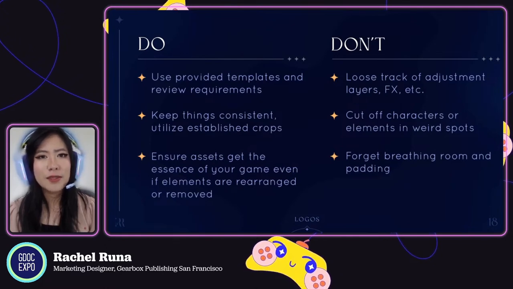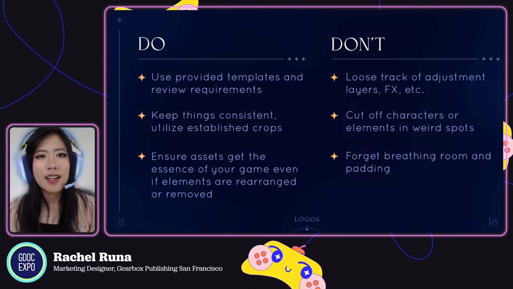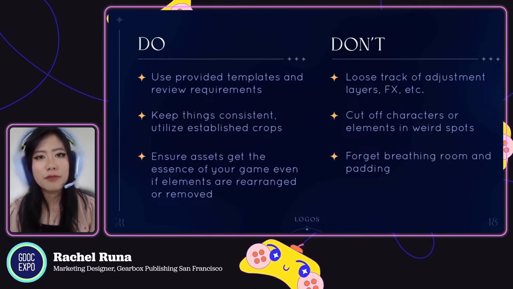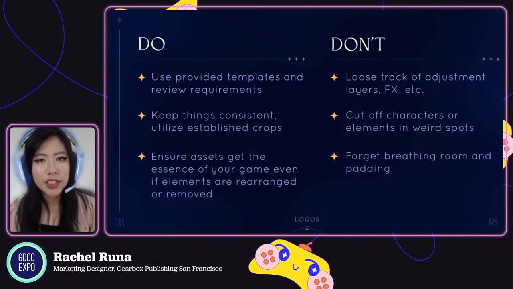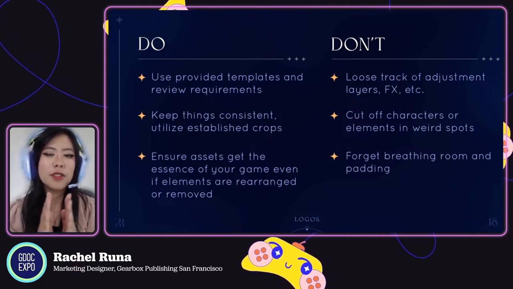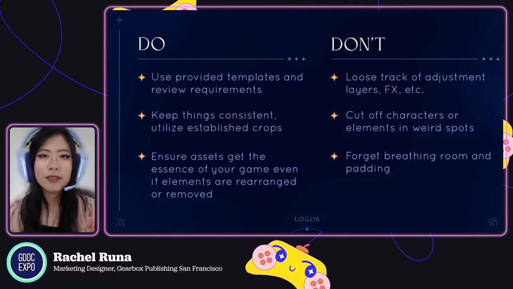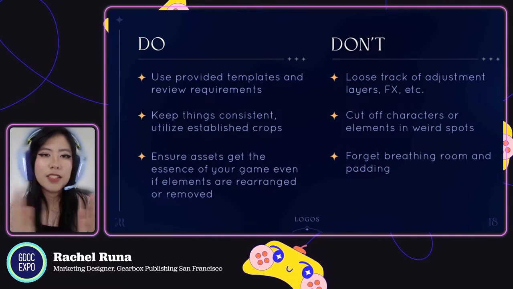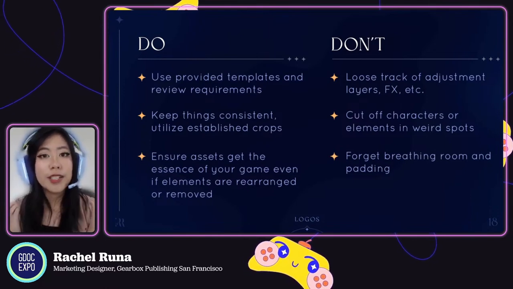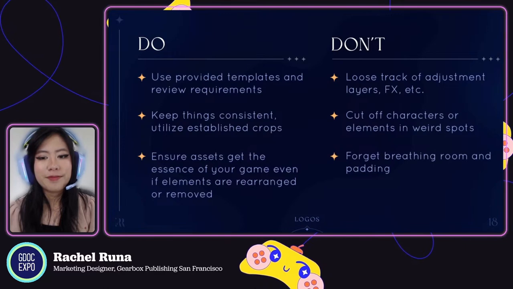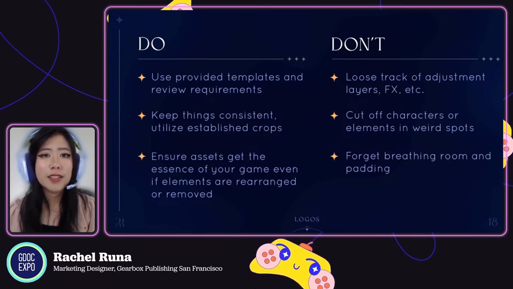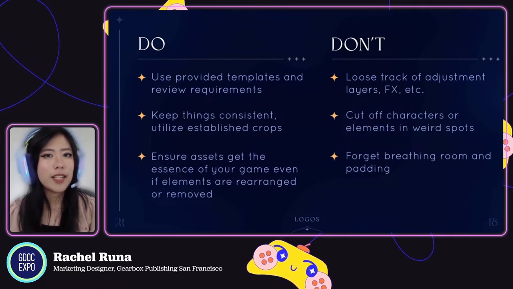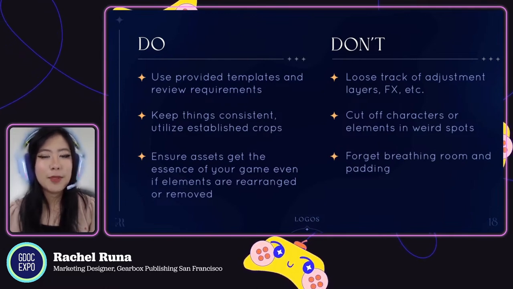The other thing to really look out for is any fill layers or just layers that have just a fill of color or texture. If you don't move them over the whole art, you'll notice that it cuts off. There's a line that shows where you cut it off. So make sure that that's brought out to where it needs to be on your art. Don't cut off characters or elements in weird spots, and don't forget about padding and breathing room when it comes to designing assets.